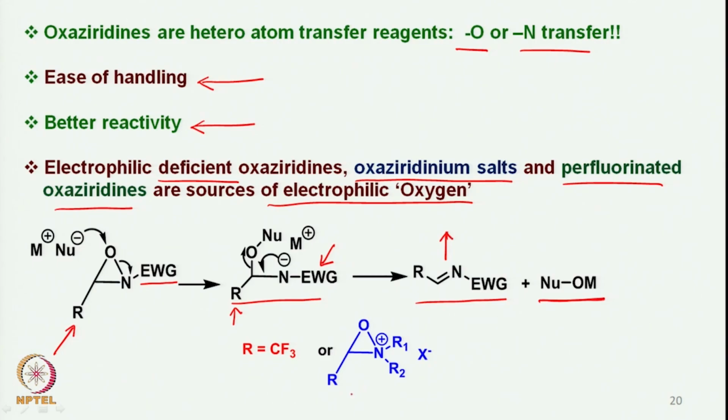At the same time, one can also take an oxaziridine with an ammonium salt here, such as this. This is also going to be a source of electrophilic oxygen, because your nucleophile will preferentially attack the oxygen and cleave this oxygen-nitrogen bond, and therefore we get the same as above, that you have the transfer of oxygen to the nucleophile. So, there are ways of manipulating the conditions of these reagents to see whether nitrogen is transferred or oxygen is transferred.